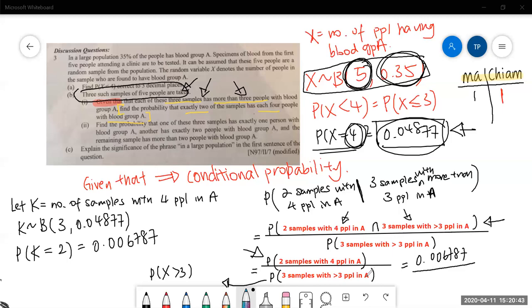Okay, so for the denominator, we want three samples with more than three people in A. Firstly, we need to find the probability of one sample with more than three people in A, which means we have to use our original distribution that we found in part A. So from there, we will be using probability of X greater than three, which equals 1 minus probability of X less or equals to 2. Agree? Renee, agree? Probability of X greater than 3 is 1 minus probability of X less or equals to 2.